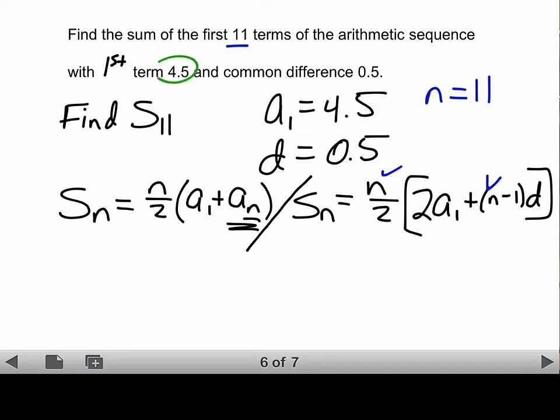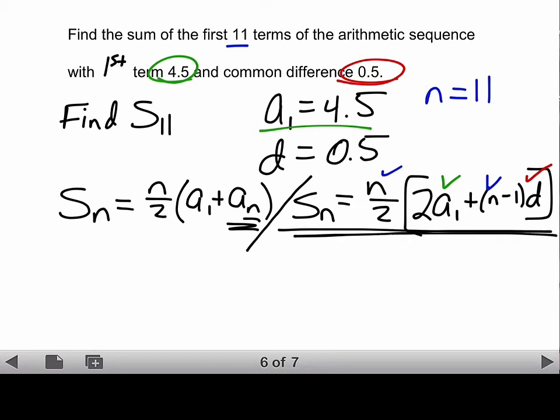The first term is 4.5. We already wrote that. So I have the a sub 1. Check that. Common difference is 0.5. So I have the common difference. I am going to use that version of the formula.